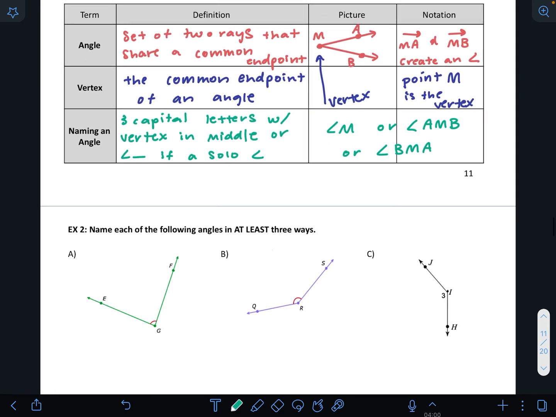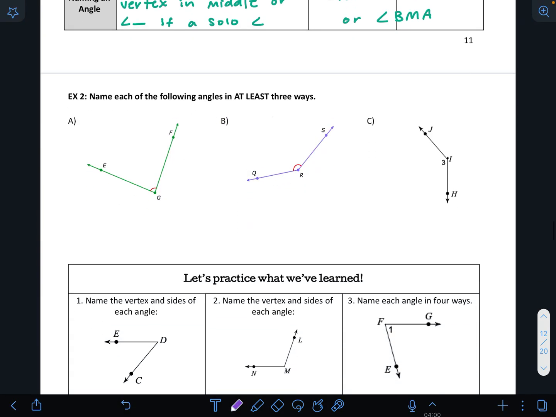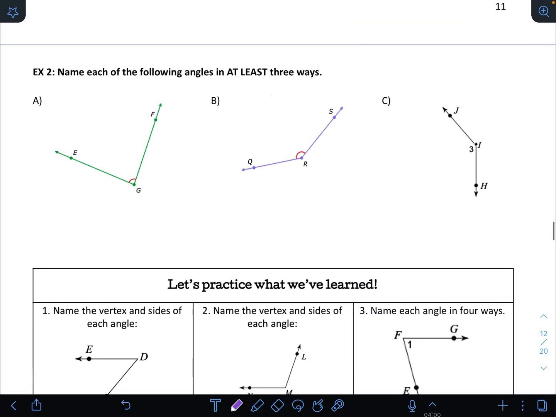So for example number 2, that is what we are practicing. We are naming each angle at least 3 ways. So let's do the first 2 together, and then you can try that last one. So example A, I could call it angle G. Again, I can call it angle G because there's only one angle in the picture. I could call it angle EGF. The vertex has to be in the middle. Or I could call it angle FGE. Those are my 3 options on how to correctly name that angle.